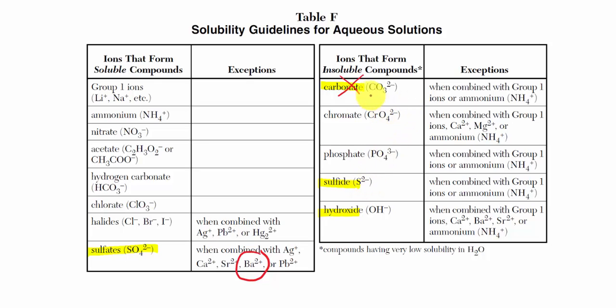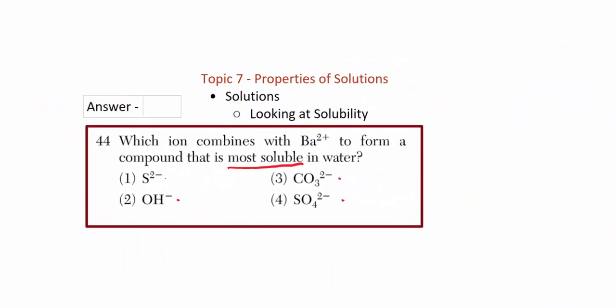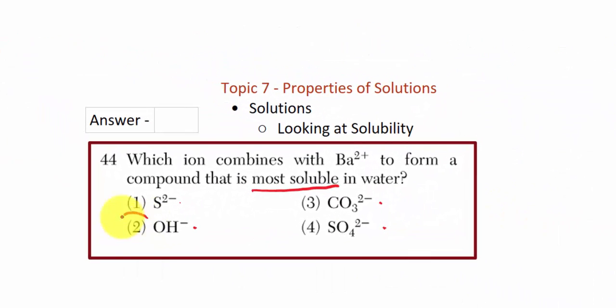Sulfide, same as the carbonate. It doesn't dissolve very well unless you put it with group 1 or ammonium, neither of which describes barium. So that guy's out also. That's going to be insoluble. And finally, our answer, the hydroxide. Hydroxides don't dissolve very well unless you combine them with certain ions, including the barium 2 plus ions. So the barium hydroxide will be the most soluble from among those answers provided here. So we're going to go with answer number 2, the hydroxide.